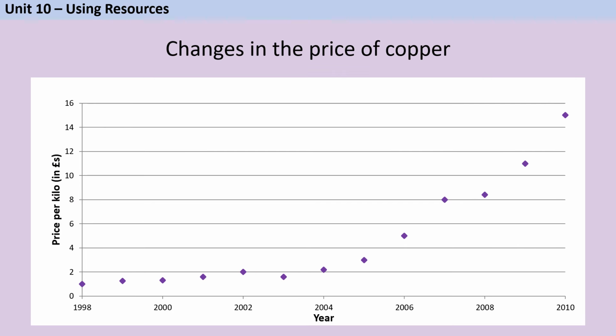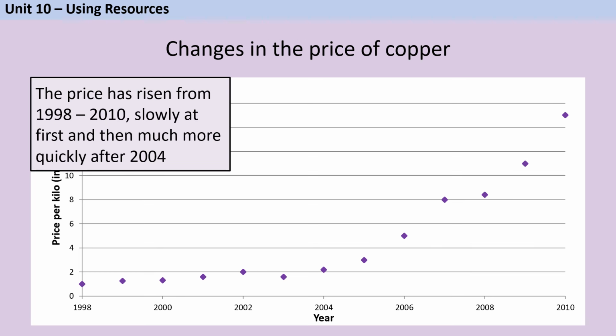The next section in the topic is about novel ways of extracting metals like copper, but in order to understand why we're using these methods, it's important to look at what's happened to the price of these metals over time. So here we've got some data which shows us that the price of copper has risen between 1998 and 2010. To start with, it's risen very slowly, but then from about 2004 onwards, it's risen much more quickly.